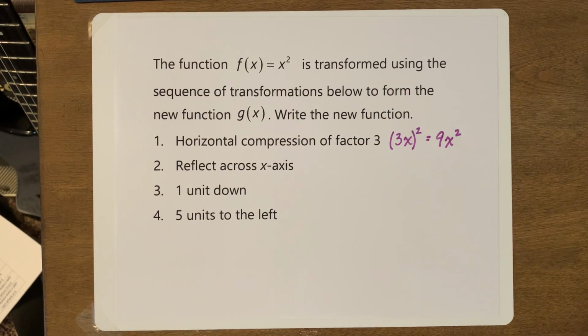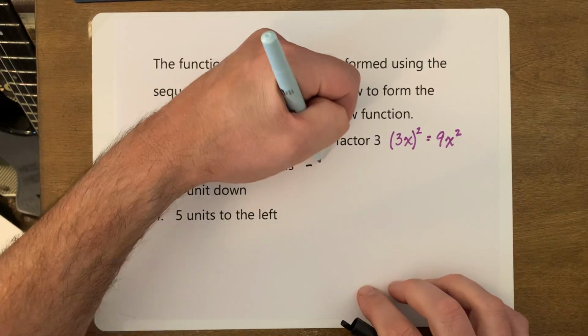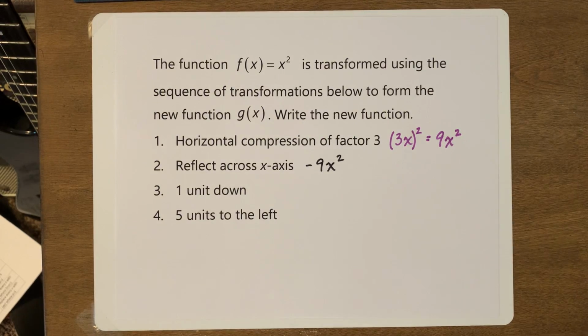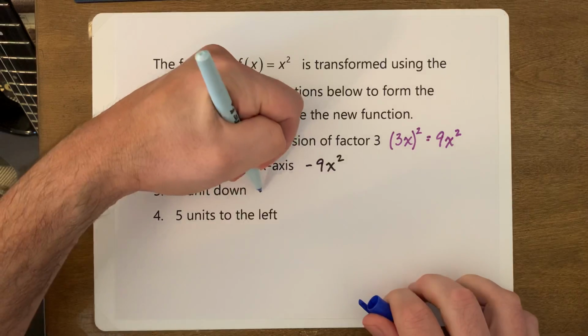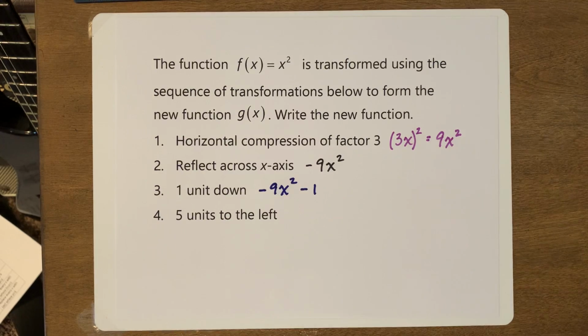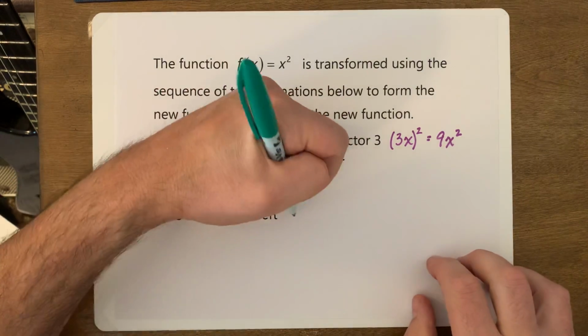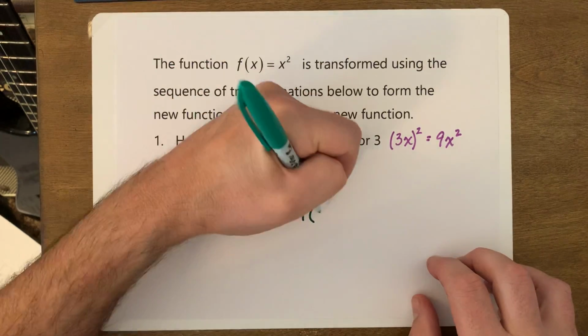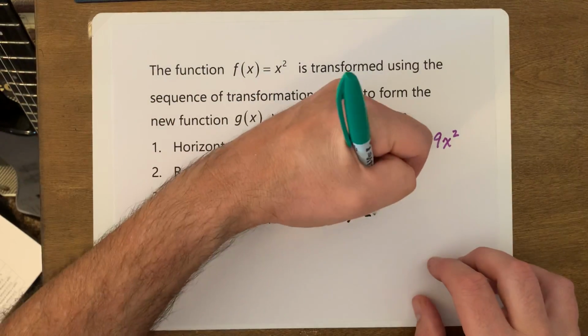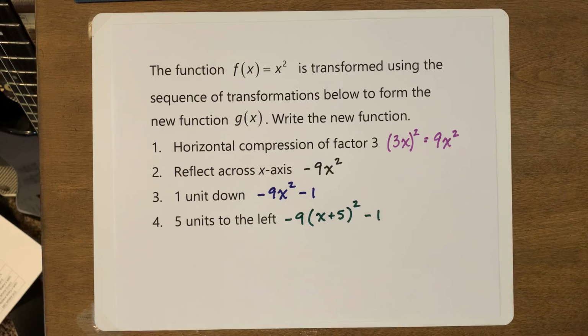All right, now we got to do a reflection across the x-axis. Now that one shouldn't be too bad. That one you just put a negative in front of all the terms, and we only have one term, so negative 9x squared should do it. All right, 1 unit down, simple enough. We just take the negative 9x squared and we just move it down 1 unit, no problem. 5 units to the left, we're going to have to add 5 inside parentheses. So negative 9, then parentheses, x plus 5 squared, and then minus 1 at the end. Okay, so my hypothesis is that last expression.